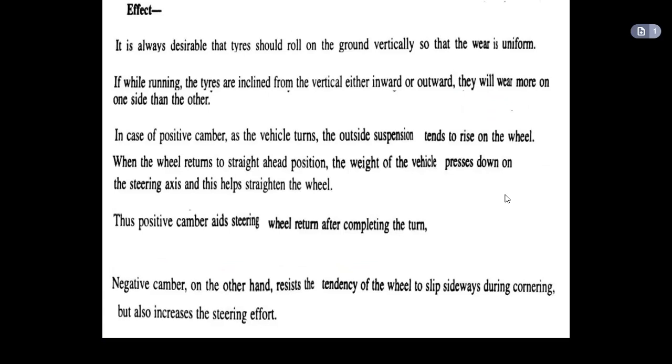In case of positive camber, as the vehicle turns, the outside suspension tends to rise on the wheel. When the wheel returns to the straight ahead position, the weight of the vehicle presses down on the steering axis, and this helps straighten the wheel. Thus, positive camber aids steering wheel return after completing the turn.